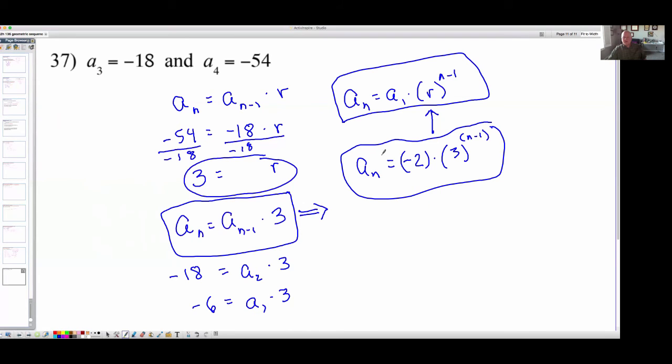Did I say that right? No, no. This is explicit, and this is my recursive form.